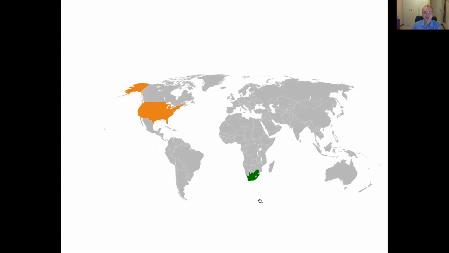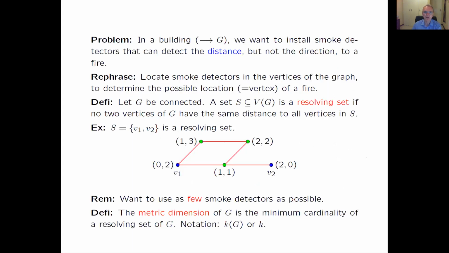Okay. So what is my talk about? It's on the metric dimension. So let me go right into things. Let's say we have the problem that in a building which we model by a graph G, we want to install smoke detectors. All smoke detectors can detect the distance to a possible fire, but they're not able to detect the direction in which this fire is.